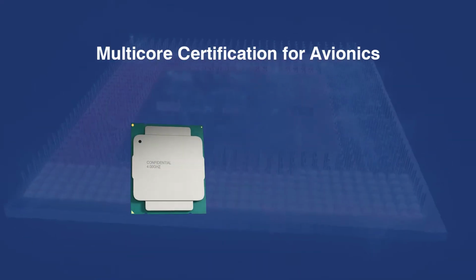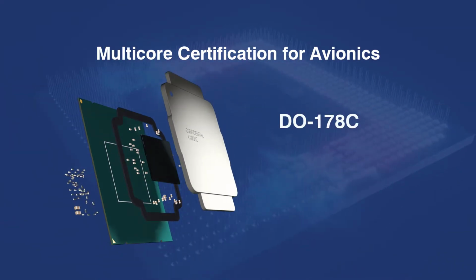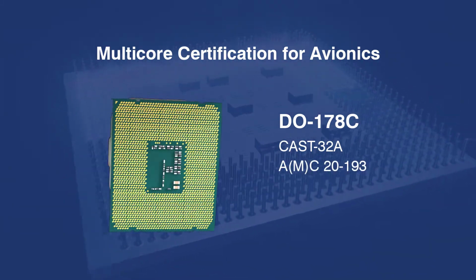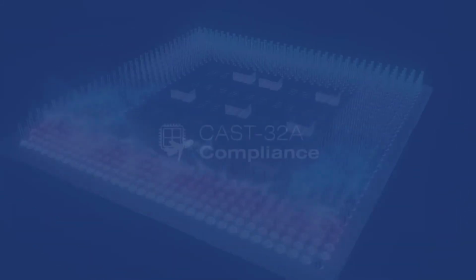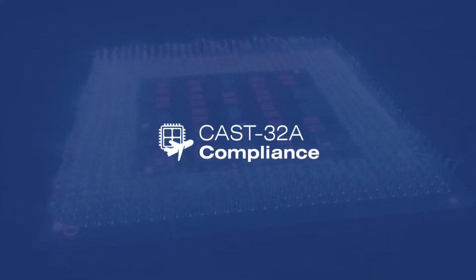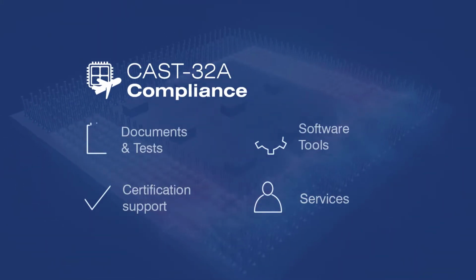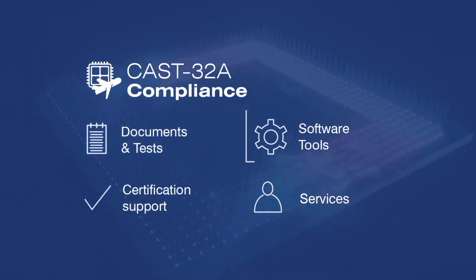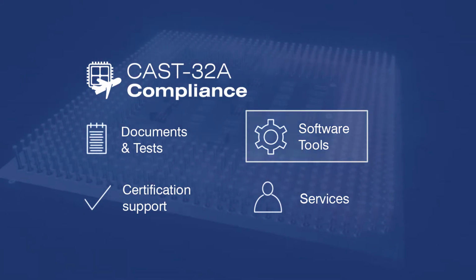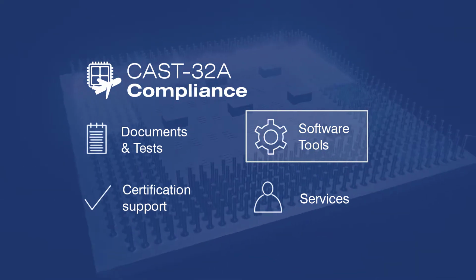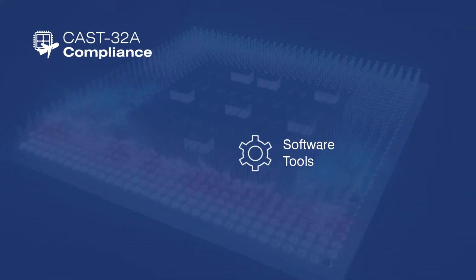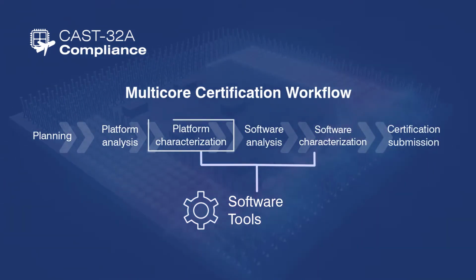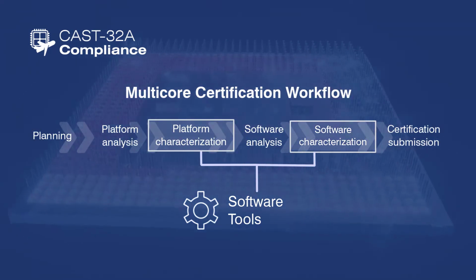Certifying multicore processors to DO-178 guidance, including meeting CAST 32A objectives, is a complex undertaking. Rapita's CAST 32A compliance solution reduces the cost of the certification process. A key part of the solution is software tools that automate and support different parts of the overall multicore certification workflow, specifically the platform characterization and software characterization phases.